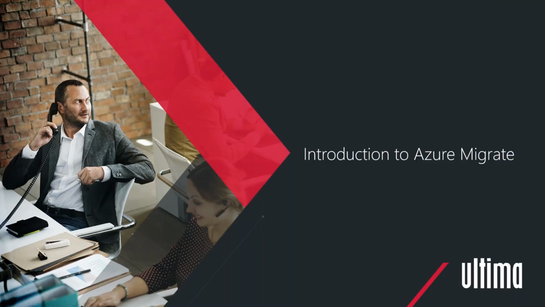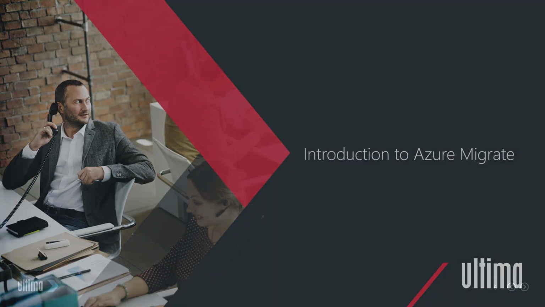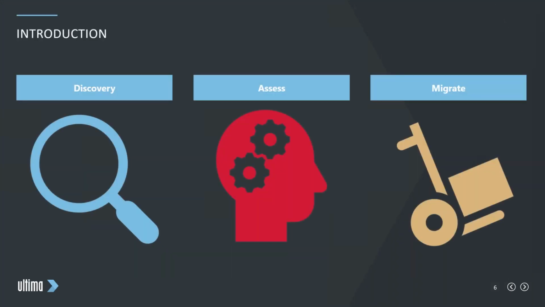So just to kick everything off, I'm going to do a little bit of an introduction into Azure Migrate as a service that exists today in the Azure environment. So Azure Migrate is basically a service that you can use to look at your virtual machines on-premises, either running in VMware or running in Hyper-V. You could basically do a discovery around those virtual machines, i.e. you can get performance information around those virtual machines, kind of what's running on them.